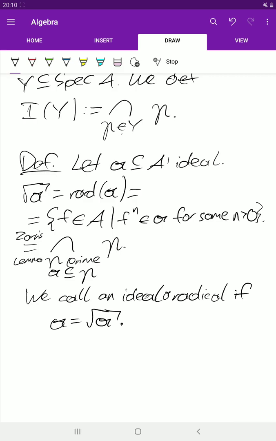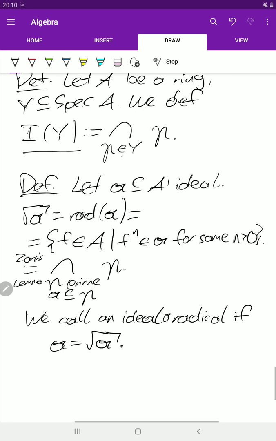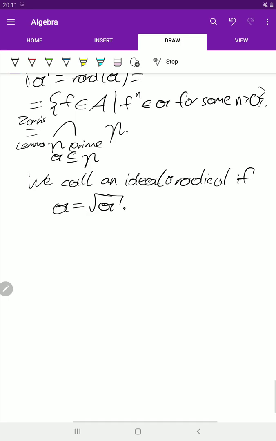One more remark, namely we have this I of Y, and as we had also for the V, so for the vanishing, also for this I of Y, we get that this is inclusion reversing. So if we take a subset of Y, then we have an intersection over fewer ideals, so it's a bigger set. So that's inclusion reversing. Okay, now let's prove a proposition.